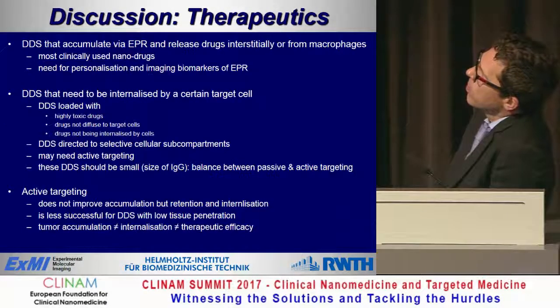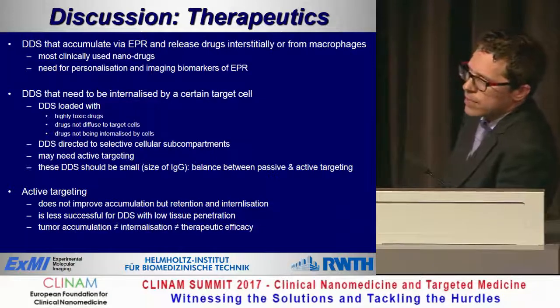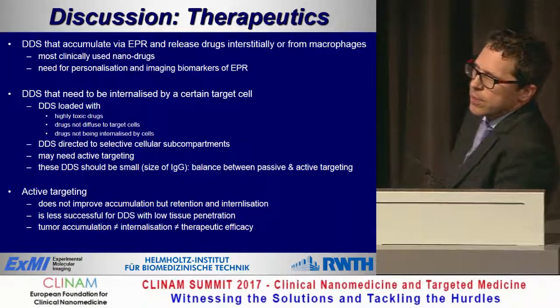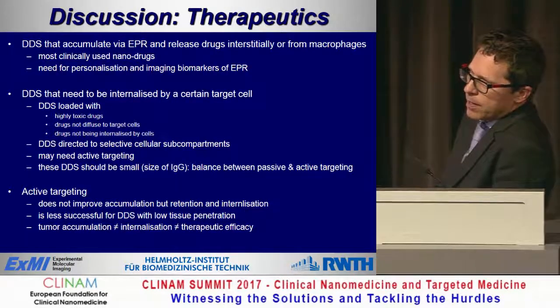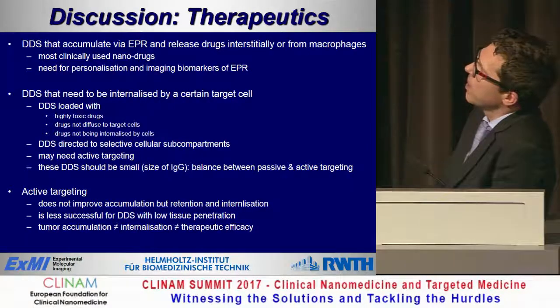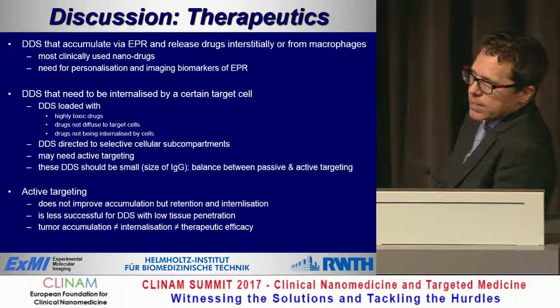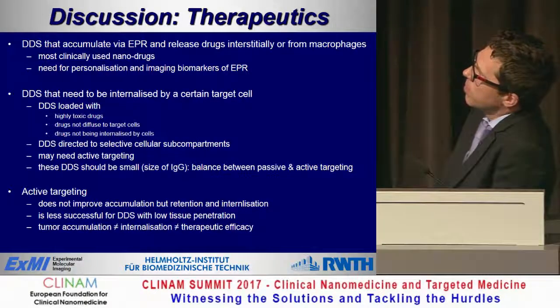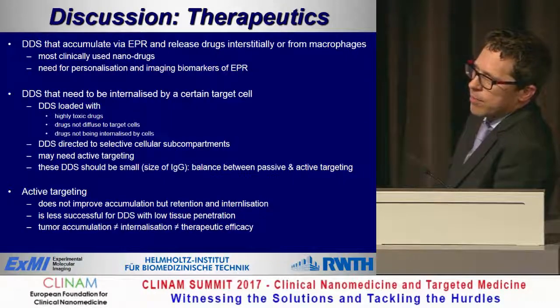Concerning therapeutics, I think we can distinguish 2 kinds of drug delivery systems. The first accumulates via EPR and then releases the drug in the interstitial space, or is taken up by macrophages that then die and release the drugs that then diffuse to the cancer cells. I think these really need some degree of personalization. However, the right imaging biomarkers still need to be found.